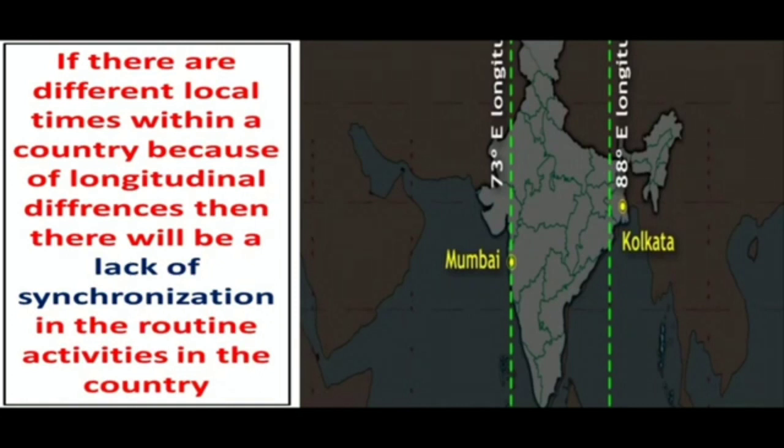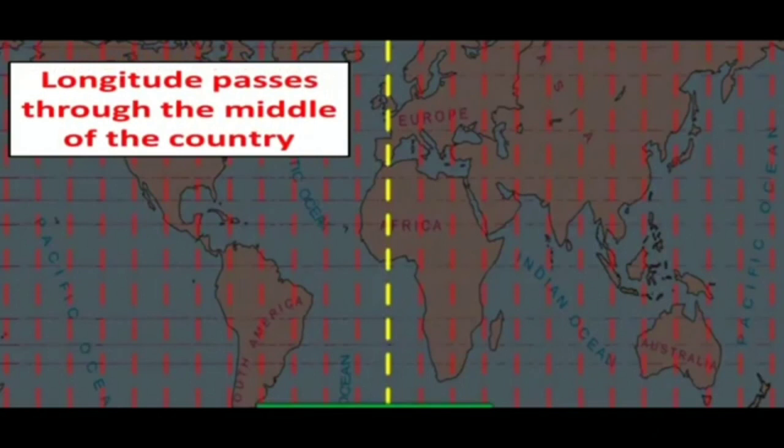It will affect the day-to-day business also, and that is why there is need of a solution. There is need to overcome this problem, because if each one follows their local time differences, then it will create problems in carrying out our daily business. So to solve this problem, the local time at the longitude which generally passes through the middle of the country is considered to be the standard time for that country. And this standard time is used all over the country.